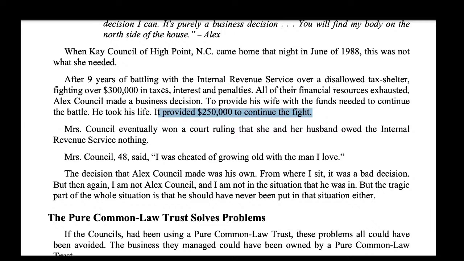He provided $250,000 to continue the fight. Mrs. Council eventually won a court ruling that she and her husband owed the Internal Revenue Service nothing. Mrs. Council, 48, said, "I was cheated of growing old with a man I love."